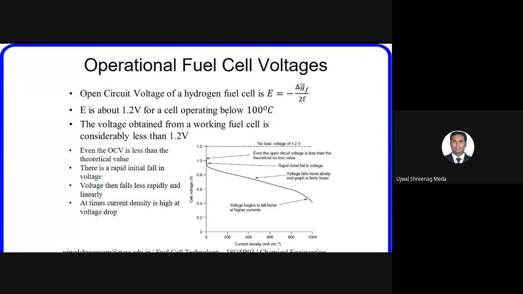So what is happening here? A fuel cell is under operation. The current that is being drawn from the fuel cell is varied, and the effect of that on the change in voltage is observed. So there are instances where the axes are swapped, meaning the current density is plotted on y-axis and cell voltage is plotted on x-axis.